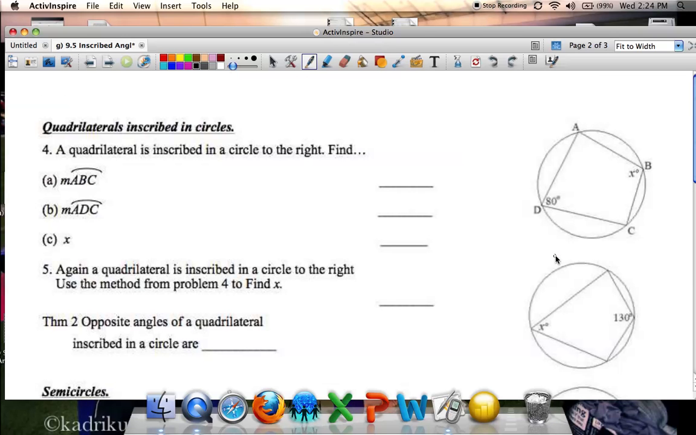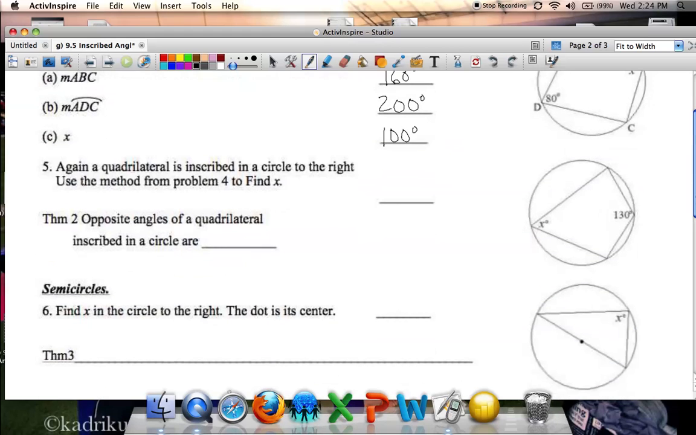Quadrilaterals inscribed in a circle. Find the measure of arc ABC, given that 80 degrees is an inscribed angle containing arc ABC. So the measure of arc ABC is 160 degrees, which is twice the inscribed angle. The measure of arc ADC is the leftover, which is 200 degrees, because they all add up to 360. So angle X has to be half of 200, or 100 degrees.